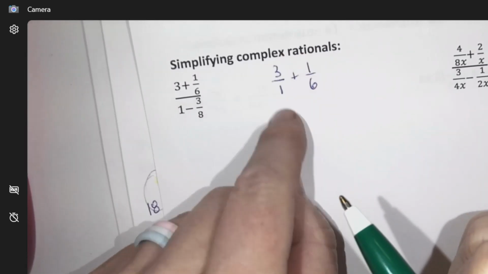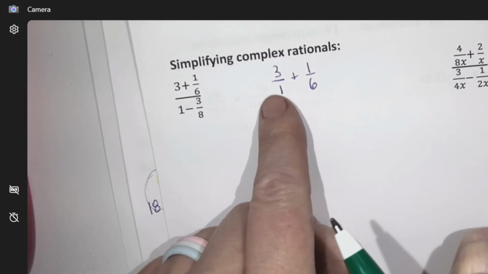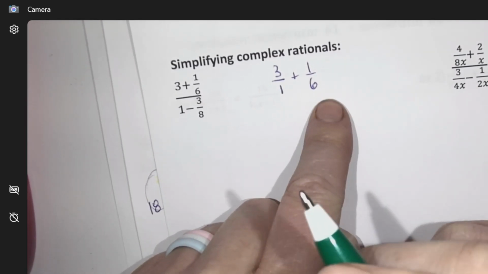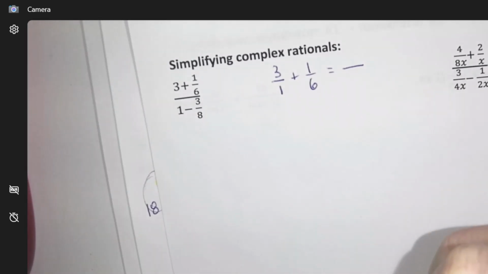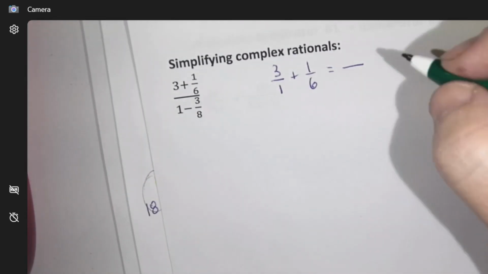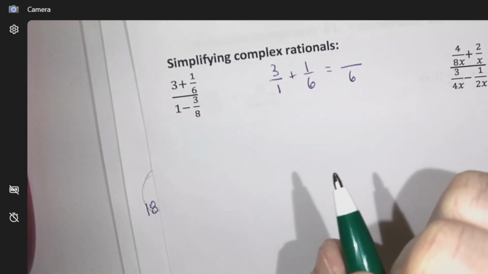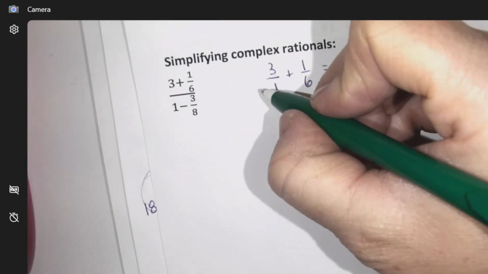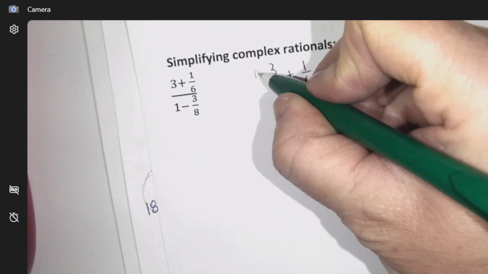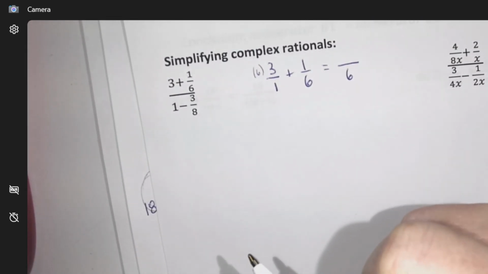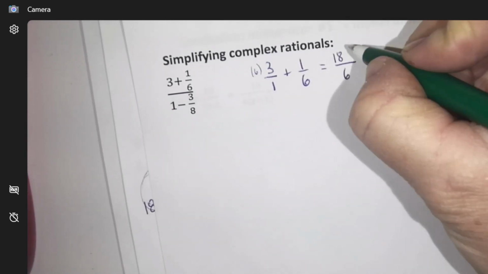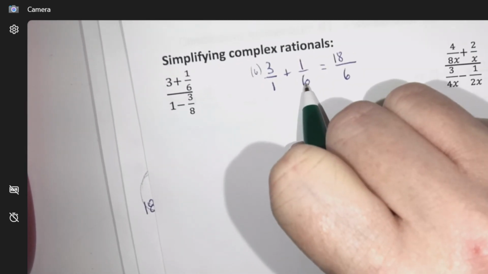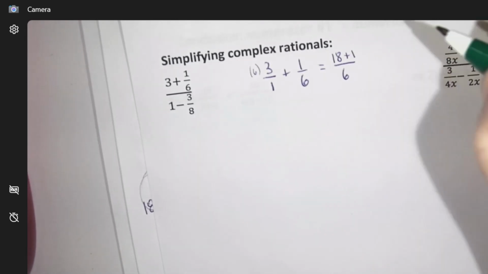Okay, so let's add that together. So there's a 1 on the bottom, there's a 6 on the bottom. What would you like me to use as a common bottom? 6. Okay, so what would I do? I would times this by 6, making 18. What would I do to this? Nothing.